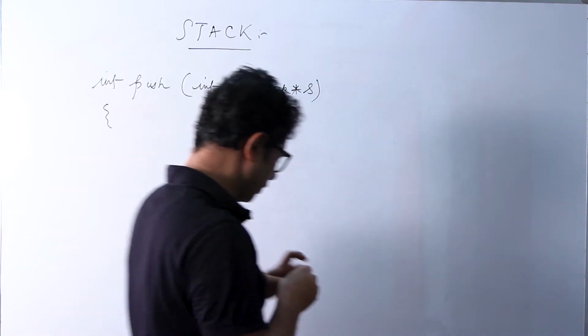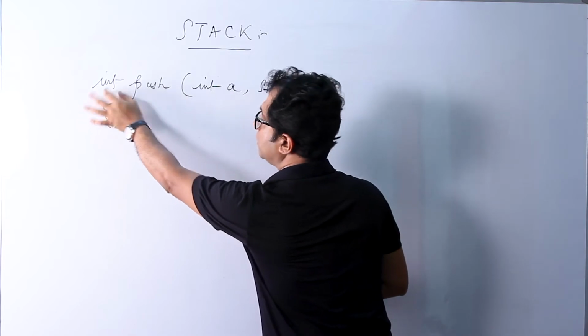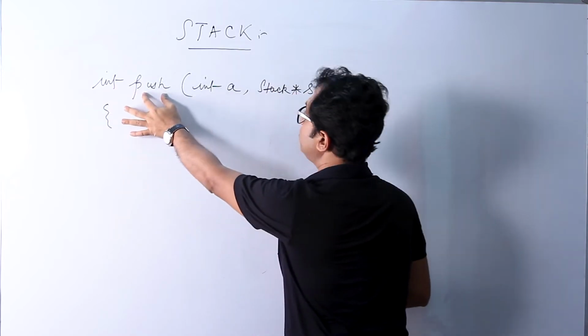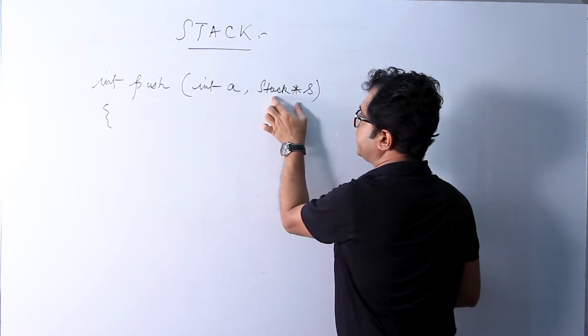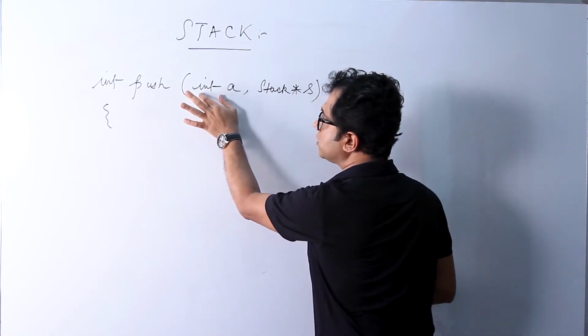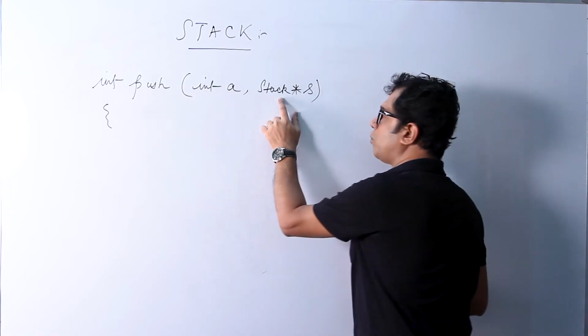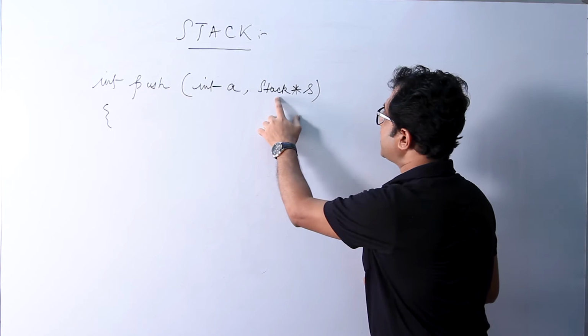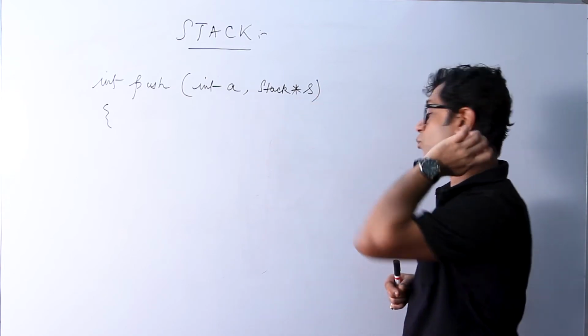So what I have written over here, let me explain a little bit of that. Int is the return type, push is the function name. This is one argument, this is the second argument. This argument is an integer argument, and this argument is a pointer argument, that is a stack pointer. We have taken a stack pointer over here. So what is the stack pointer?